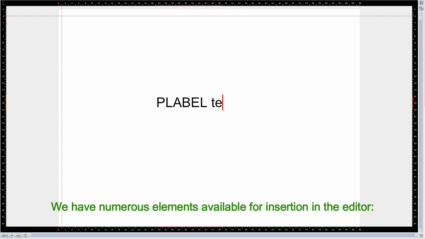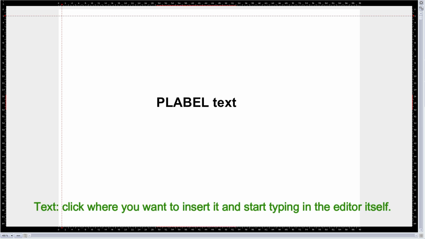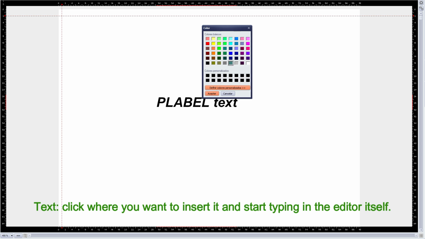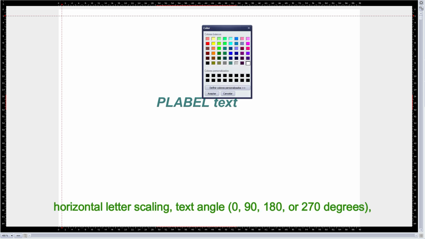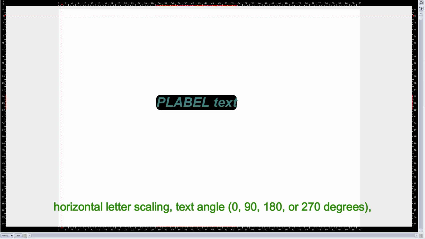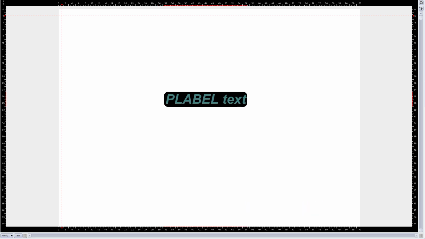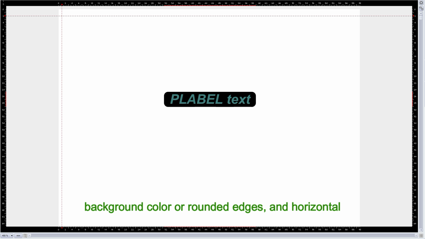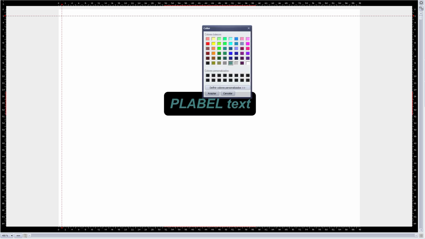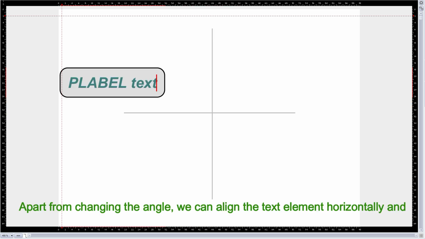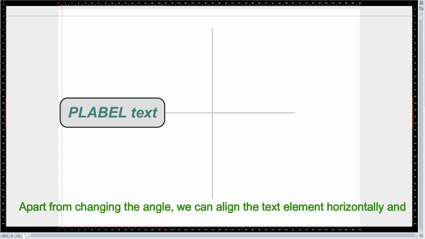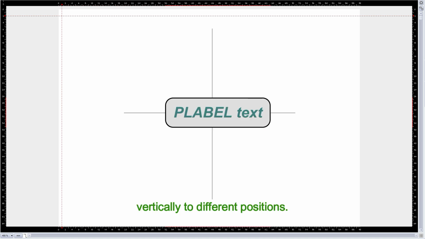We have numerous elements available for insertion in the editor. Text: click where you want to insert it and start typing in the editor itself. It offers numerous properties such as font and styles, horizontal letter scaling, text angle 0, 90, 180, or 270 degrees, background color or rounded edges, and horizontal or vertical spacing around the text. Apart from changing the angle, we can align the text element horizontally and vertically to different positions.